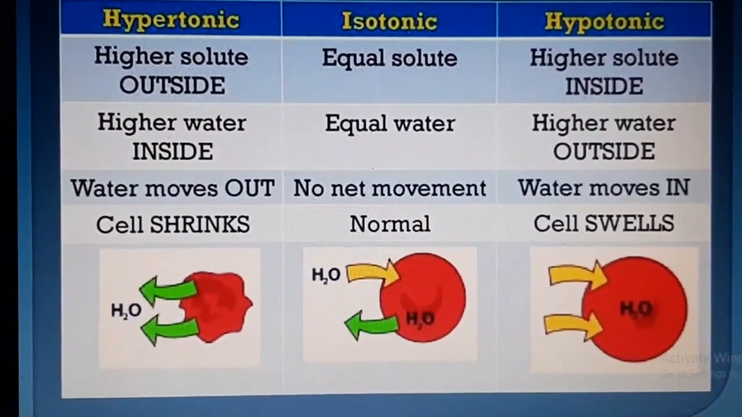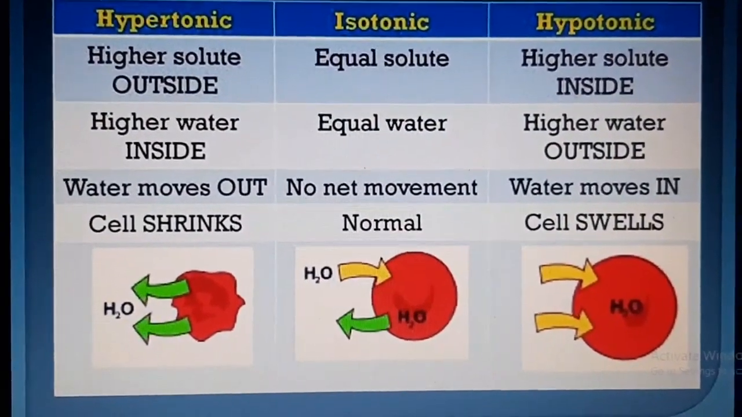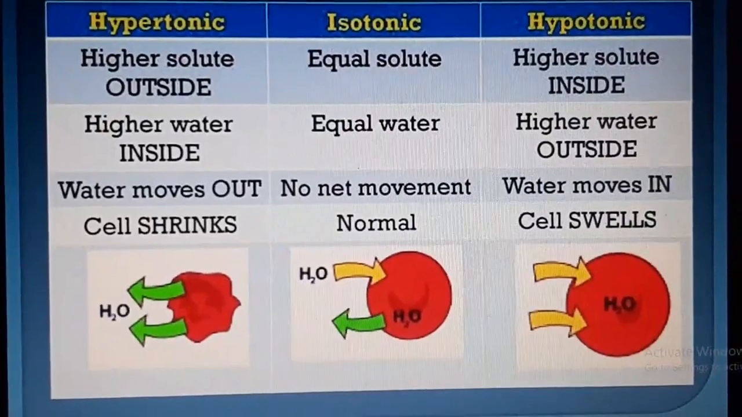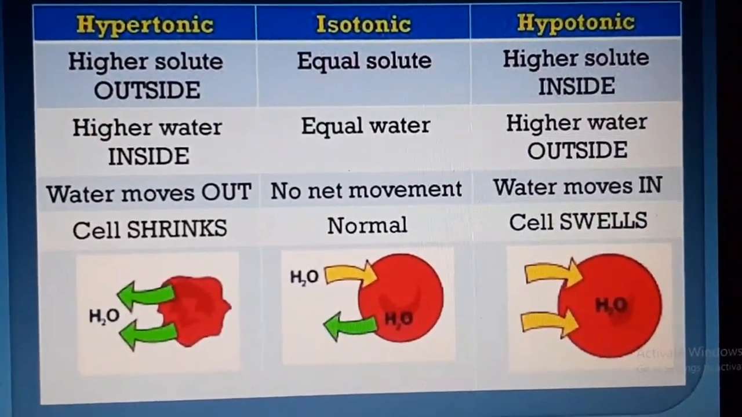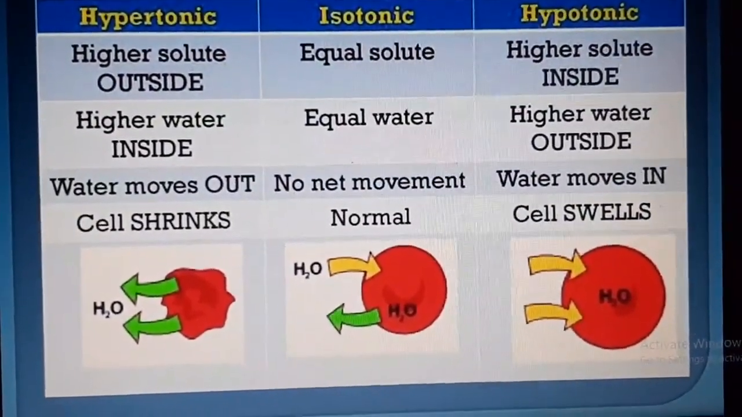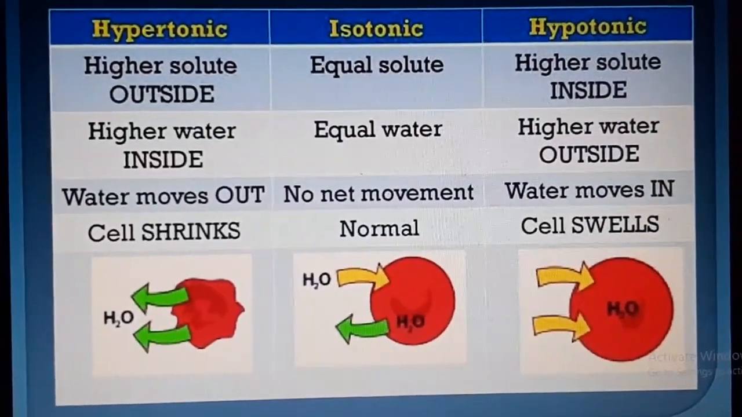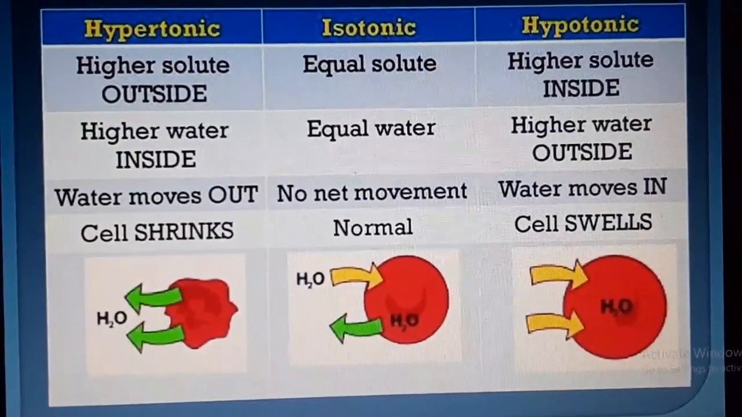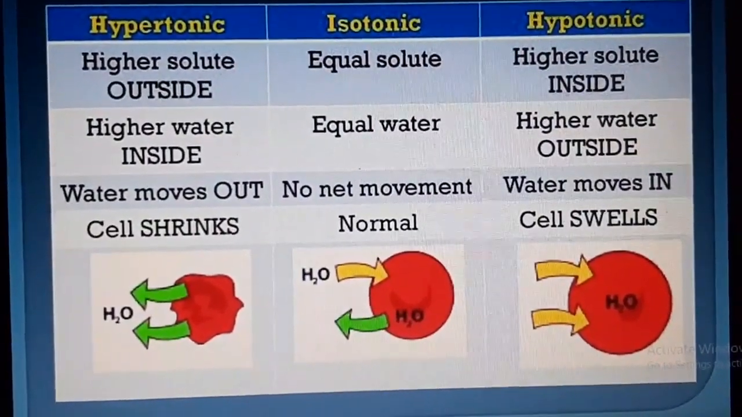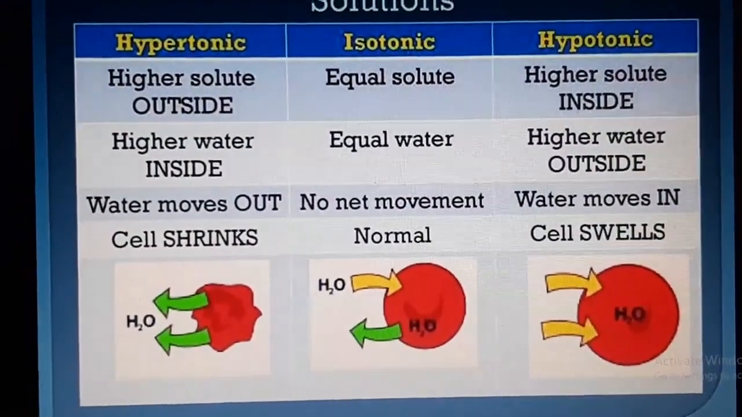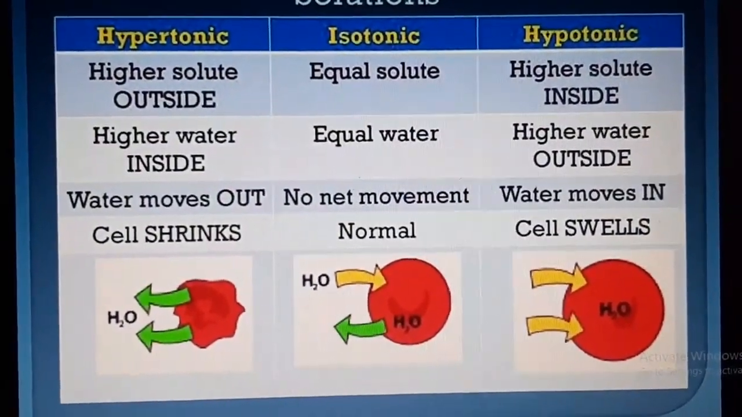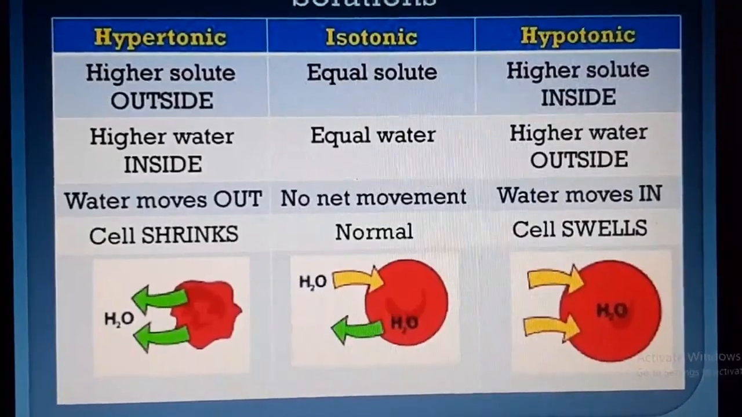Now you might have observed when your mother or you at your home put some raisins, kishmish, in water, they swell up. Why? Because the water moves from outside to inside. So that's why they swell up. So are you clear with all these three cases, hypertonic solution, isotonic solution and hypotonic solution?